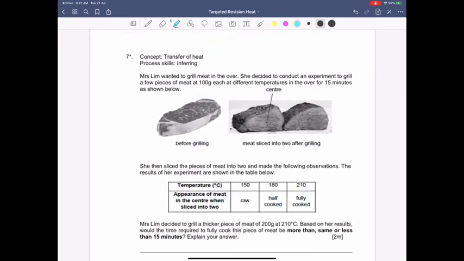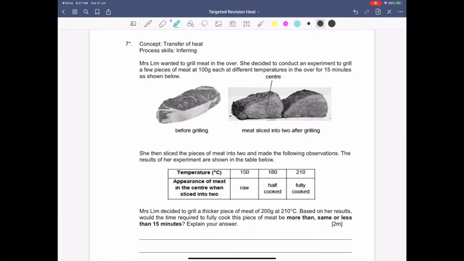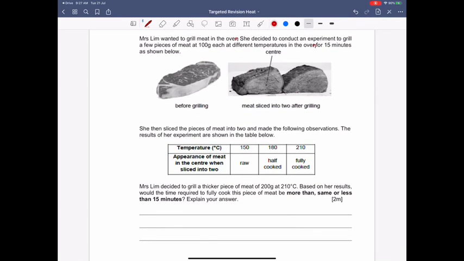Alright, we have arrived at our last question. First step, read the question. Mrs. Lim wanted to grill the meat in the oven. Typo error here. She decided to conduct an experiment to grill a few pieces of meat at 100 grams each at different temperatures in the oven for 15 minutes as shown. She then sliced the pieces of meat into two and made the following observation. The results of her experiments are shown in the table below. Alright, so then they show you a table.